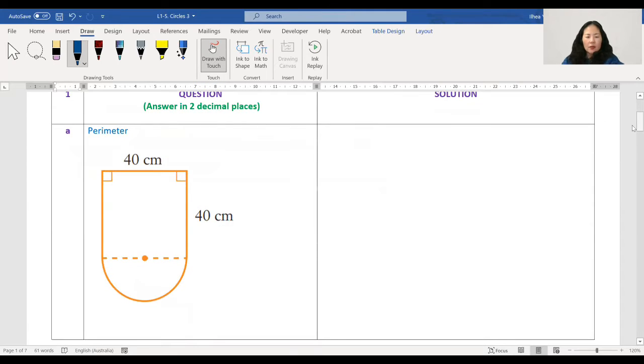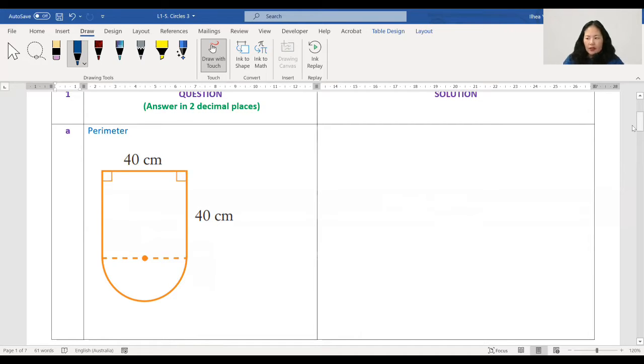Okay, now we're going to answer everything in 2 decimal places. Now, part A, we're asking for perimeter. Okay, we're not going to call it circumference because circumference is only for circular shapes. Now, this is a composite shape, so we can't really say find the circumference of this composite shape. We will say perimeter of this composite shape.